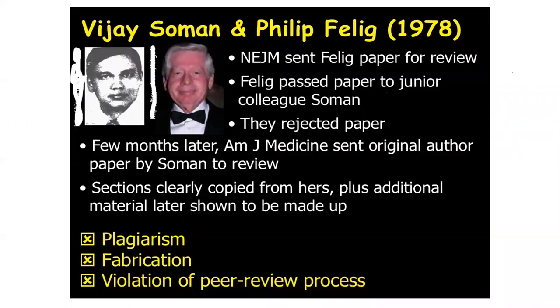Soman and Philip. New England Journal of Medicine, NEJM, sent Philip a paper for review. Philip passed the paper to junior colleague Soman. They rejected the paper. My topic is abuse of peer review. A few months later, the American Journal of Medicine sent the original author's paper by Soman to review. Sections were clearly copied from her, plus additional material later shown to be made up. That is plagiarism, fabrication, and violation of the peer review process.